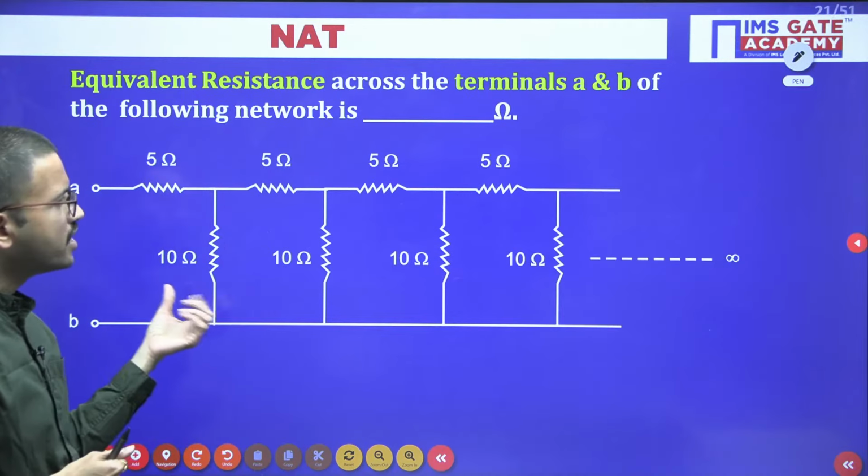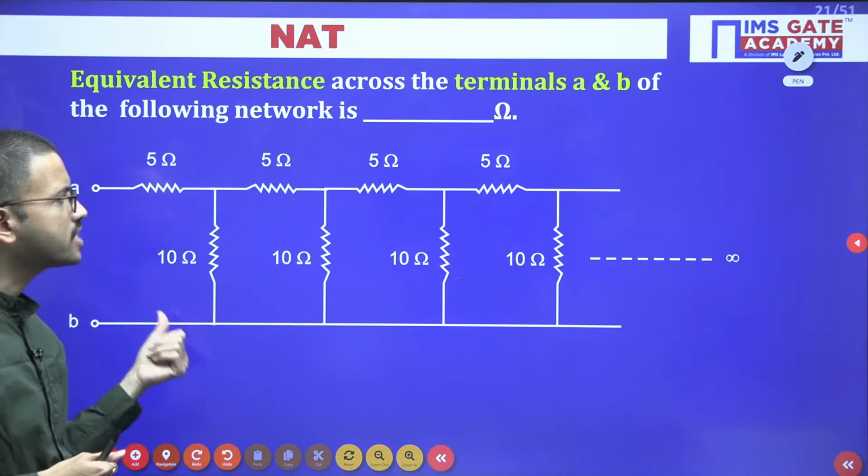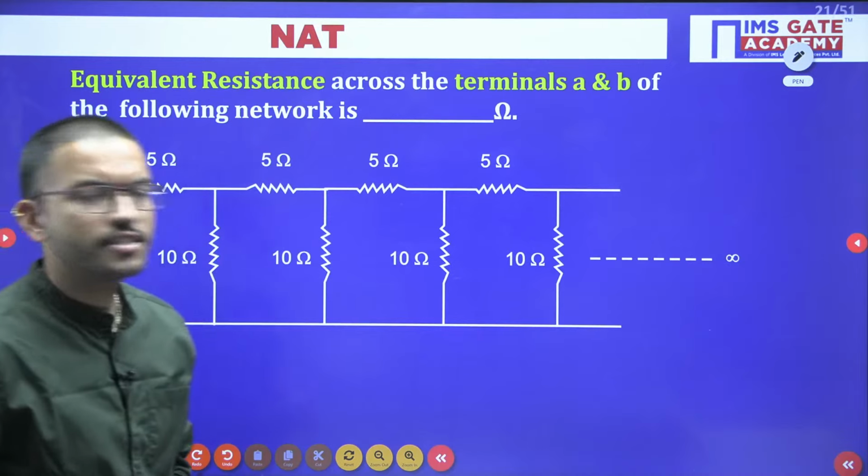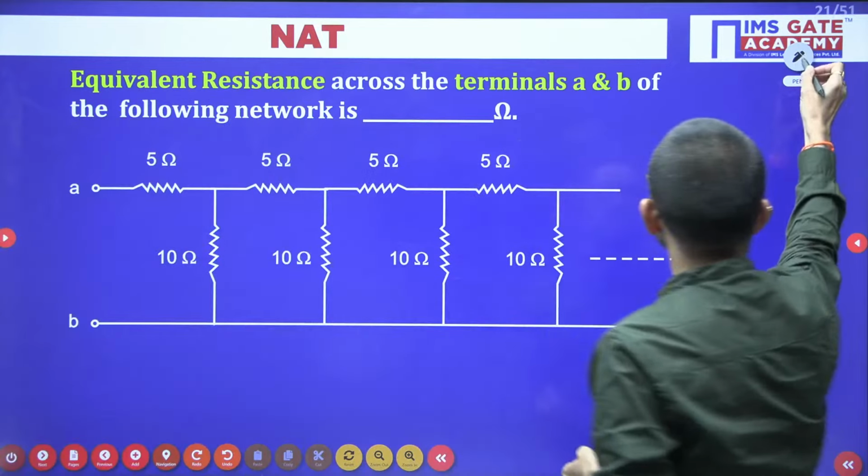So for the timing, in this particular question I have considered the infinite ladder network. All of you give it a try.